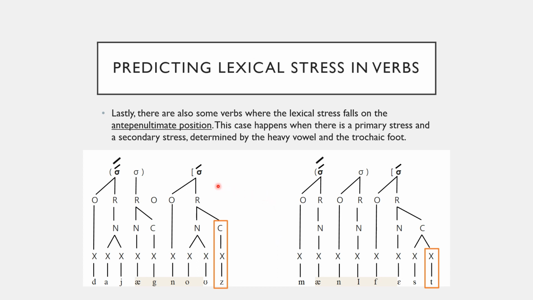Secondly, if we combine the syllable in the penultimate and the antepenultimate position, the antepenultimate syllable becomes stressed according to the trochaic foot. Lastly, if we combine these two stressed syllables, we can determine that the antepenultimate syllable carries the primary stress while the ultimate syllable gets the secondary stress.